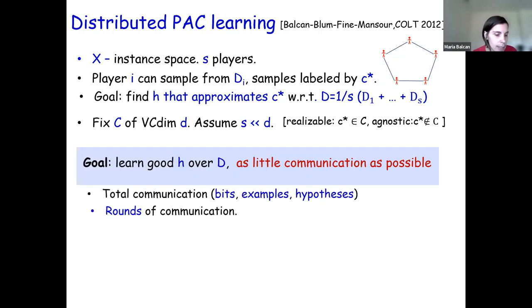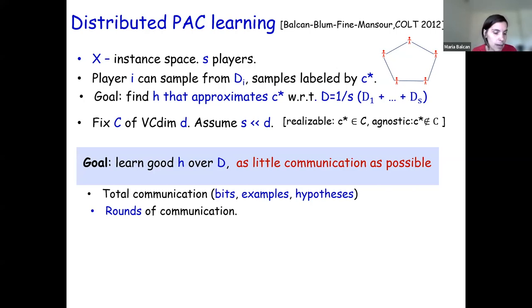And again, as I said, in order to achieve the goal of approximating the target function C star with respect to the mixture distribution of the local distributions, D1, D2, ..., DS, the players must communicate with each other. There is no way otherwise. And how can they communicate? Well, they can send labeled examples, for example. They can send classifiers or hypotheses. They can send some bits, and so on, right?